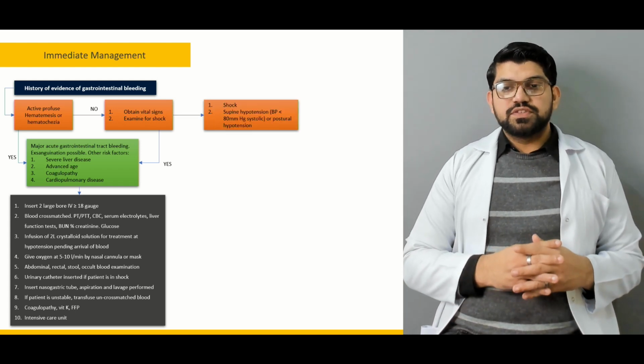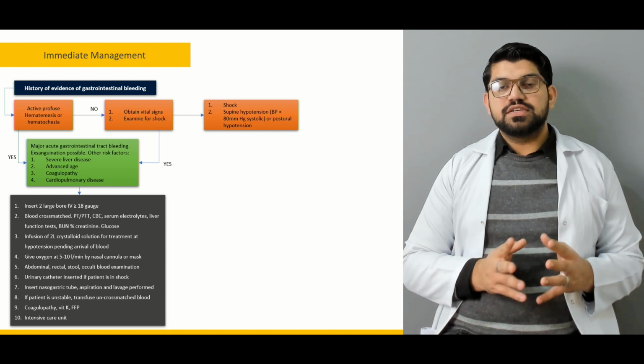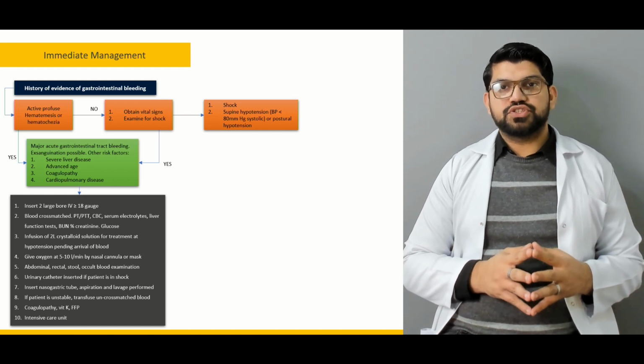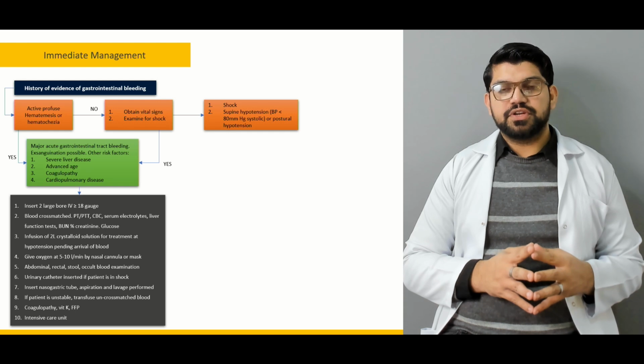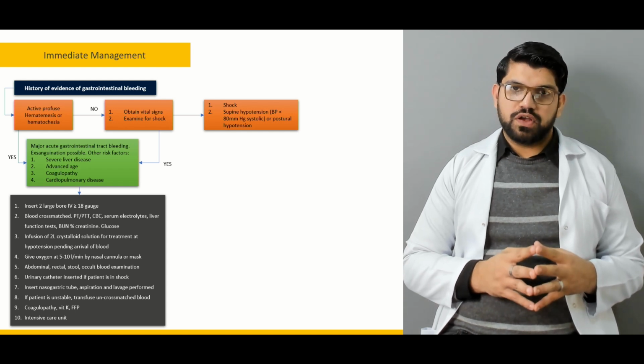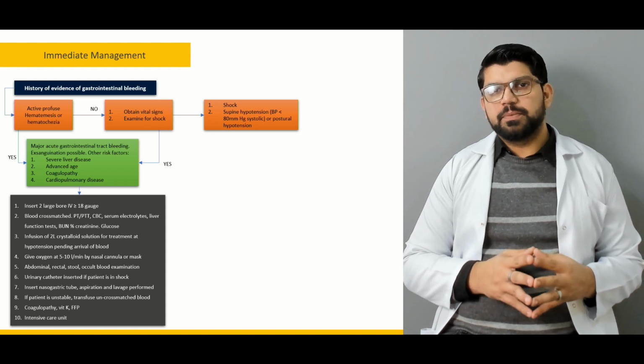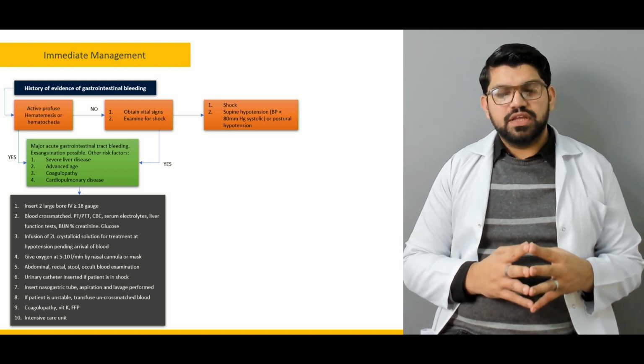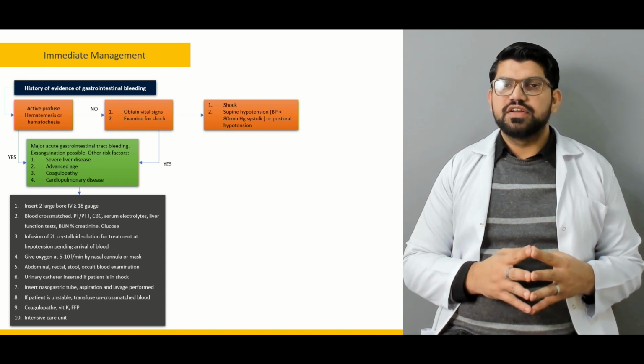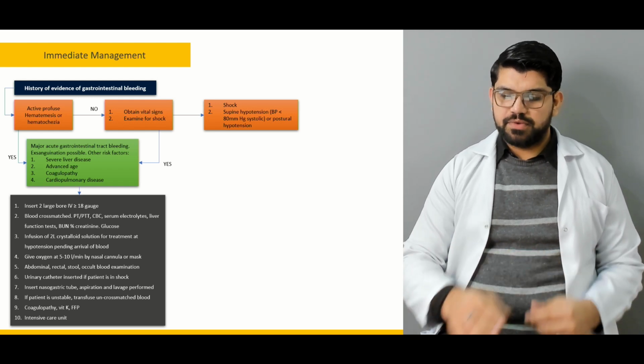So, what are the signs of shock? Hypotension, blood pressure of less than 80, postural hypotension, or the features of shock. But if the patient with GI bleed is stable, and there are no signs of shock, then one must proceed further for history and the other relevant examination.